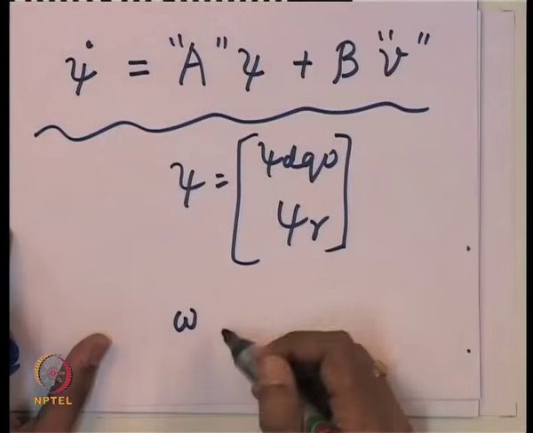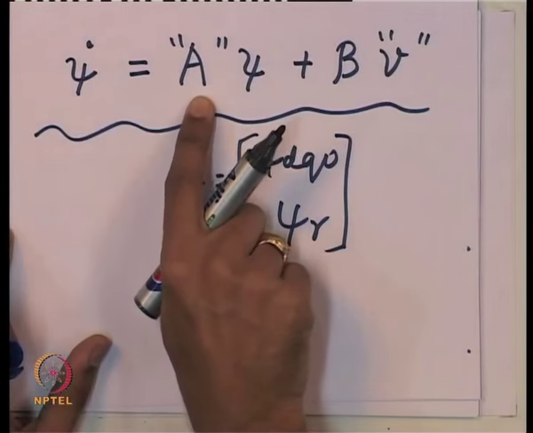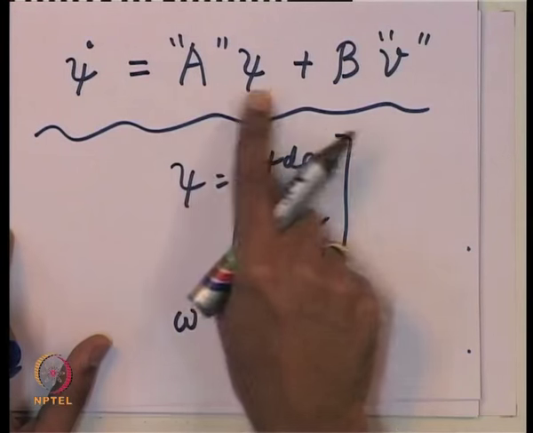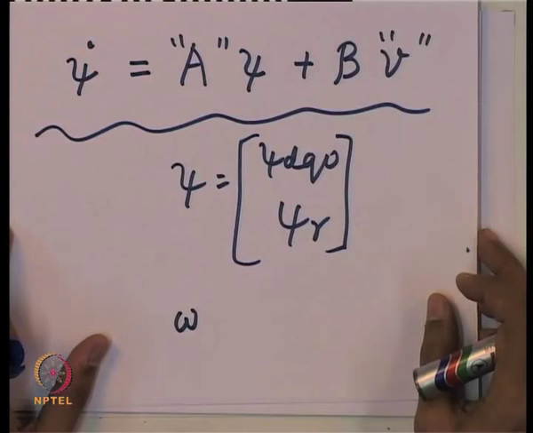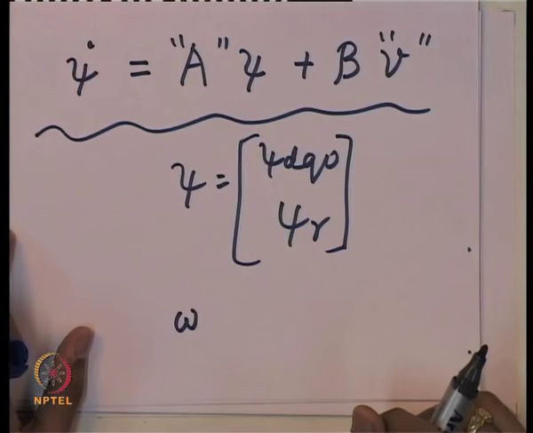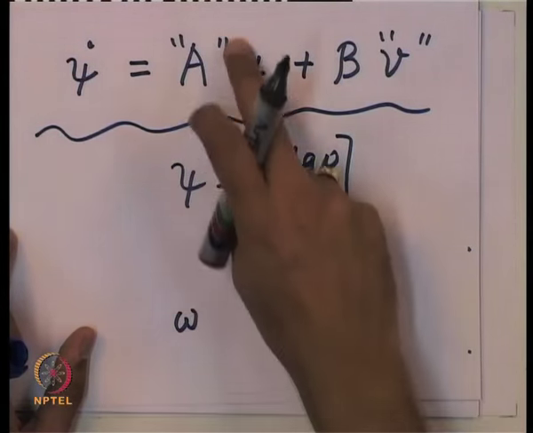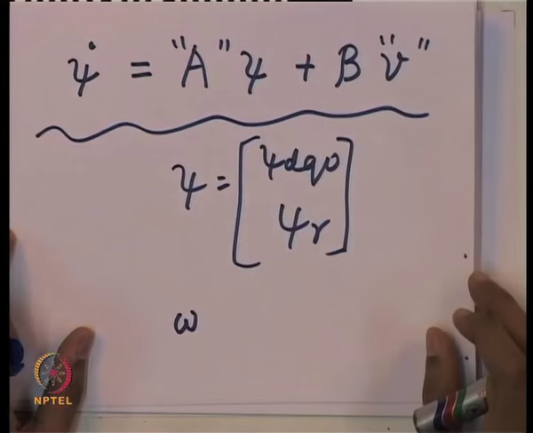So, but if omega is a constant, then this A becomes constant, and this particular equation becomes linear time invariant. Okay? So, that is the beauty of applying the dq0 transformation. If you have constant speed, this becomes a linear time invariant equation. There is no explicit dependence on theta, which itself changes with time. Okay? So, this is one of the important things which really comes out of applying the dq transformation.